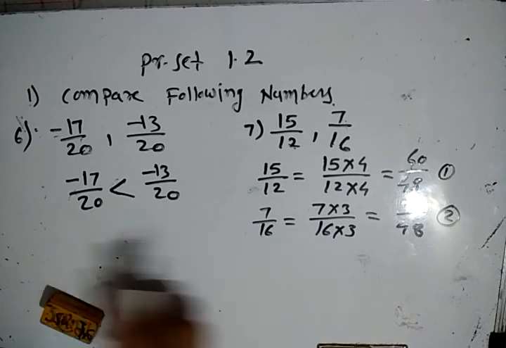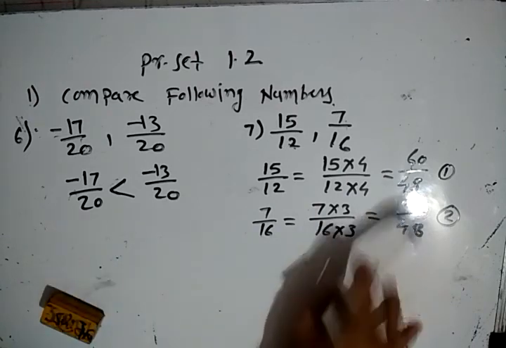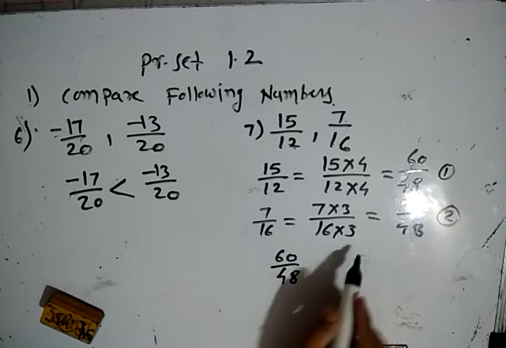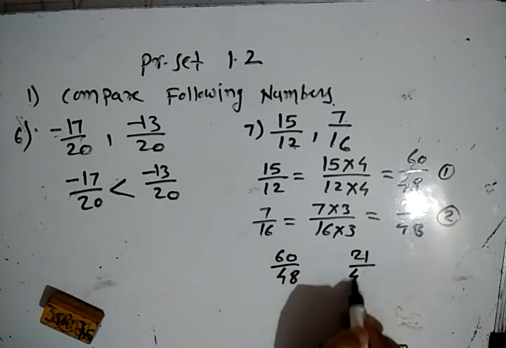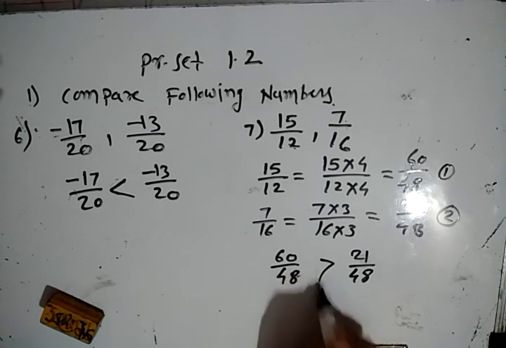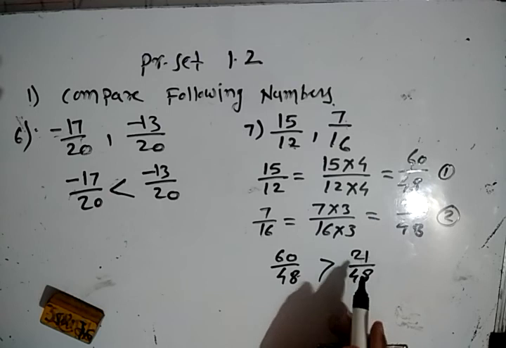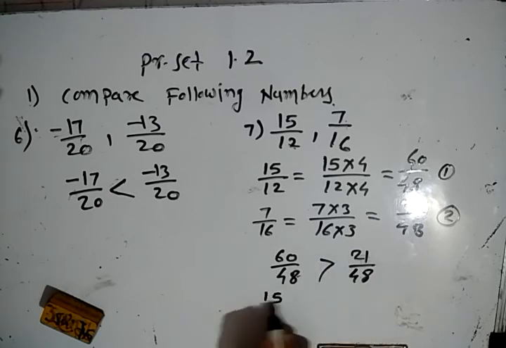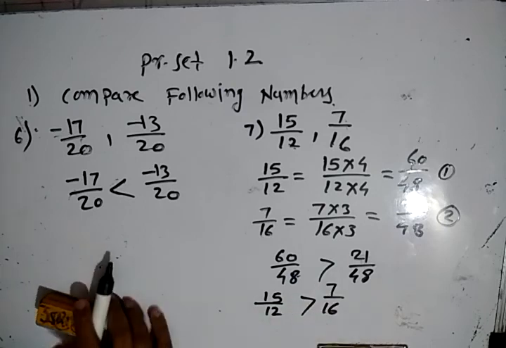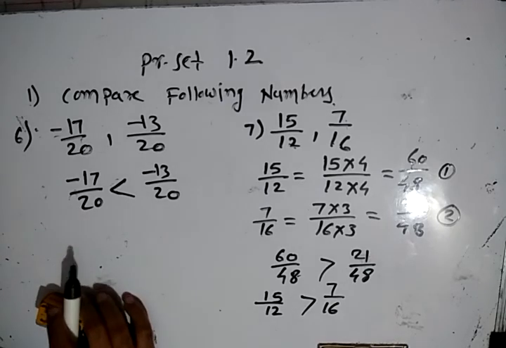Here we know that the denominators are the same. Therefore, 16 upon 48 and 21 upon 48. Then which is greater here? When we compare these two, 21 upon 48 is greater than 16 upon 48. It means we can write that 7 upon 16 is always greater than 15 upon 12.